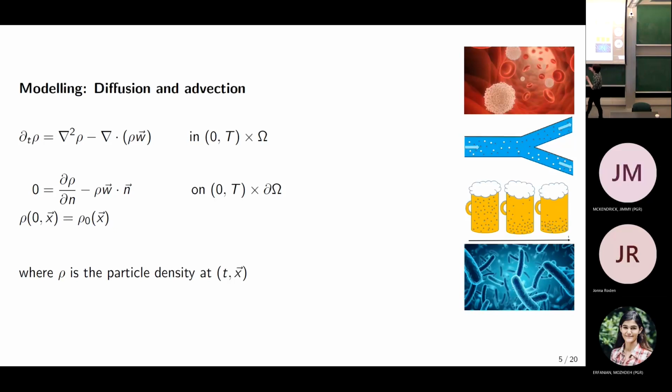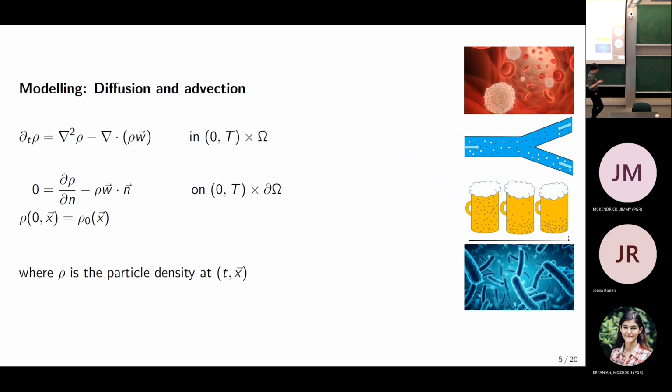And if we start with a simple model, we're having advection diffusion. So the particles will diffuse out over time, and they will be advected by this background flow field W. So for example, in the nanofiltration device, this W would be the blue arrows that carry them from left to right. And we also don't want any particles to go through the walls, right? So if we have the beer glass, we don't want our yeast particles to escape. So we need no flux boundary conditions, and they look like this.